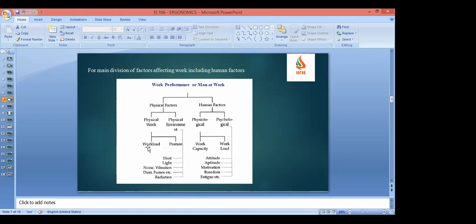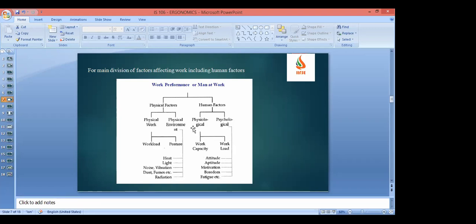But we are giving 150 jobs to perform. So there, what will happen, his workload has been increased 50%. Then physical environment. What is meant by physical environment? The environmental conditions which are there in your workplace. For example, in physical environment, we will consider heat.